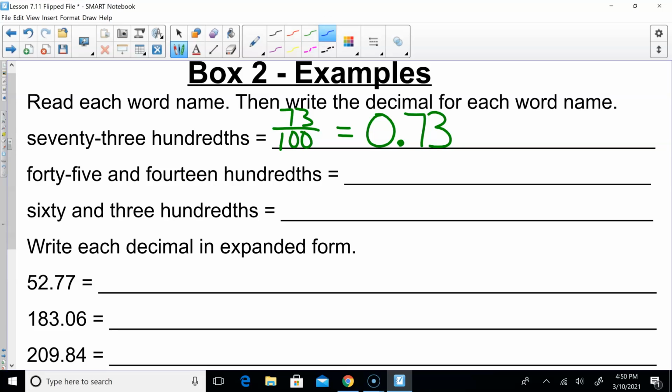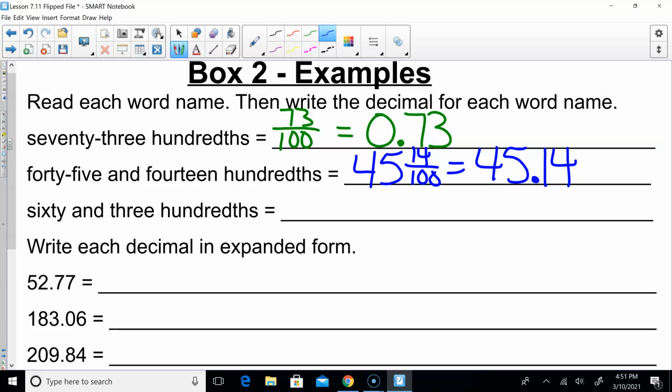The next one, 45 and 14 hundredths. So I'm going to start with my 45, and, I think of the decimal point, 14 hundredths. 45 and 14 hundredths. Oh, then I just jumped the gun. I should write my fraction out first. So 45 and 14 hundredths equals 45 and 14 hundredths.